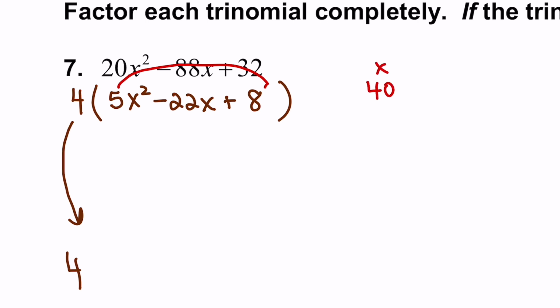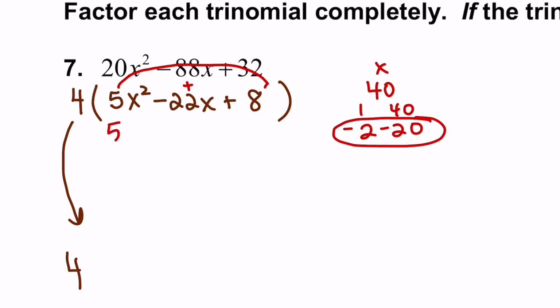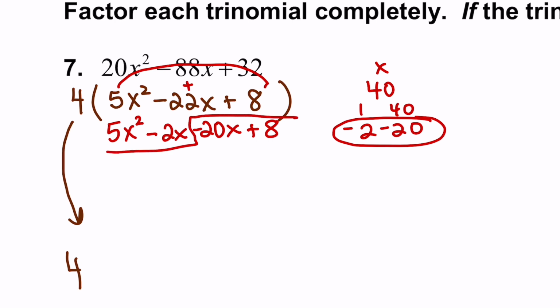I'm looking for two things that multiply to 40 and add to negative 22. So 1 and 40, 2 and 20. And I'm noticing as I'm doing this, 20 plus 2 is 22. Now I'm looking for a negative 22, so they both have to be the same sign. A negative 2 times a negative 20 is a positive 40, and a negative 2 and a negative 20 equal a negative 22. So this is where we have to do our lightning bolt: 5x squared minus 2x minus 20x plus 8.